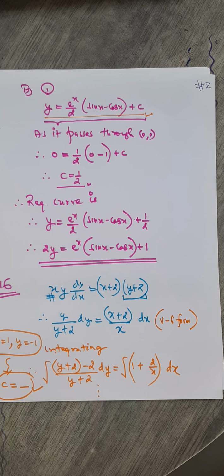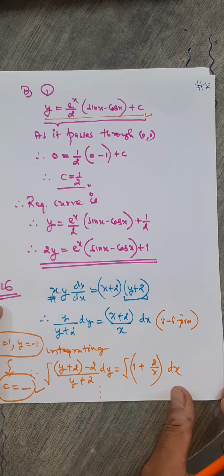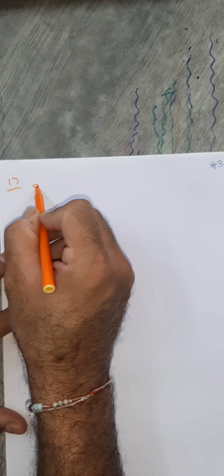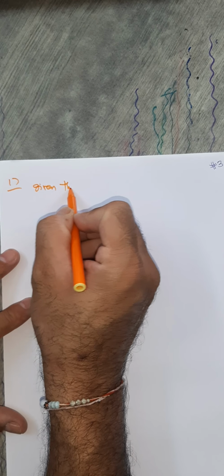Next question. Find the equation of a curve passing through 0 comma minus 2. So that's the initial condition. Now what's given in the question? Question number 17. So in the 17 number, what is given to you? At any point on the curve, product of the slope of its tangent and the y coordinate of that point equals to x coordinate of that point.